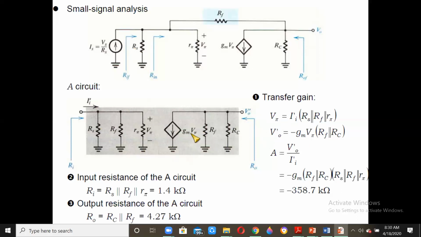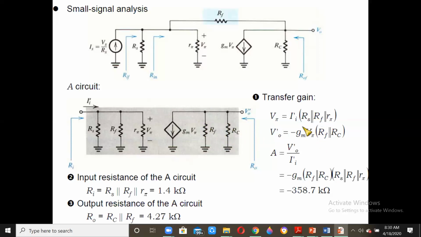So the current which is flowing here is like this. Through the RF and RC combination, the current will flow upward, because the direction of this current is like this. So naturally it should flow like this. Therefore V naught dash is minus Gm V pi, the current value which is flowing there, multiplied by the equivalent resistance of RF in parallel with RC.